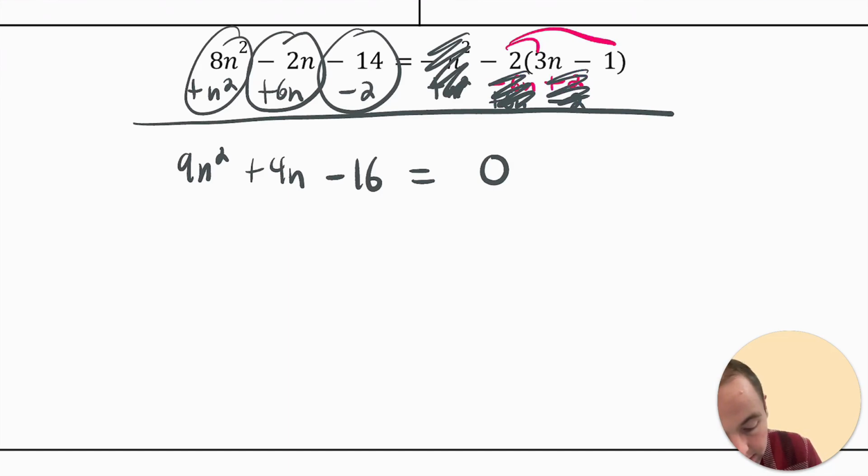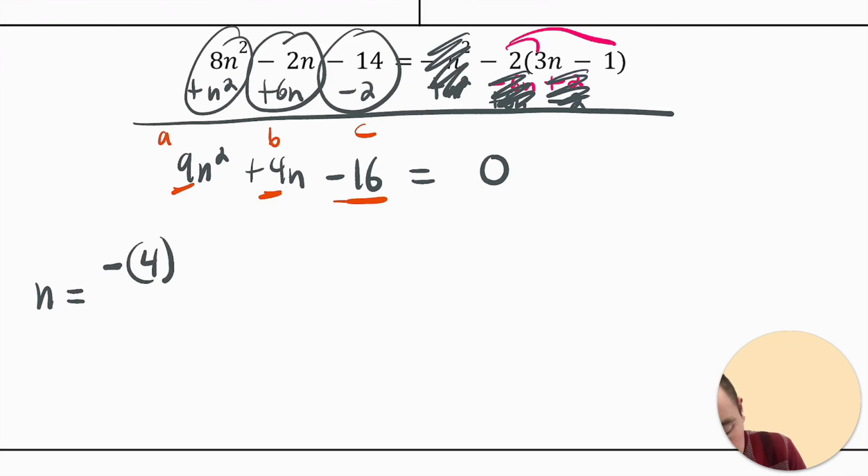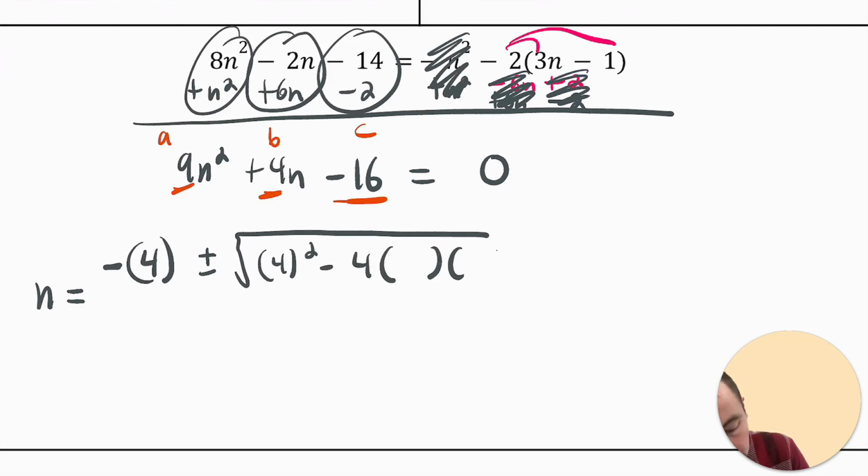All right, so again, keep in mind that the number in front of the squared variable is your a value. That's going to be your b value, and then the constant term is your c value. So using the quadratic formula, now we're solving for n. So n is going to be equal to negative b, so negative of positive 4, plus or minus the square root of b squared minus 4ac.